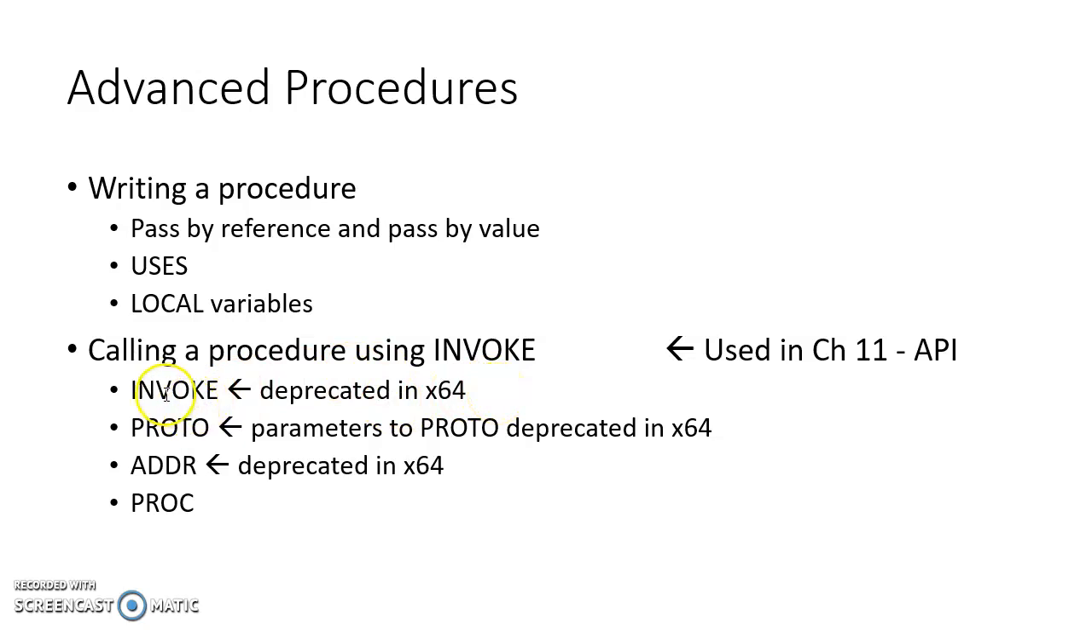The reason why we're taking a peek at it is because in Chapter 11, we're going to be dealing with the 32-bit API, and we're going to be using INVOKE for dealing with the 32-bit API. That's the main reason why we're looking at this thing that's being deprecated. That's INVOKE and PROTO and ADDR.